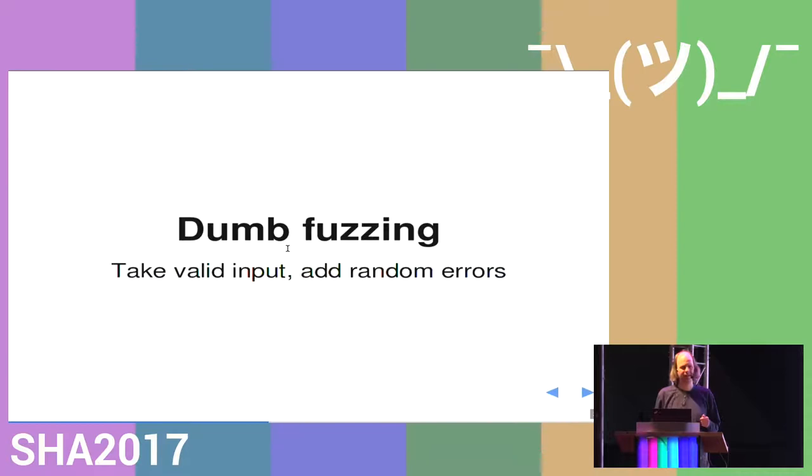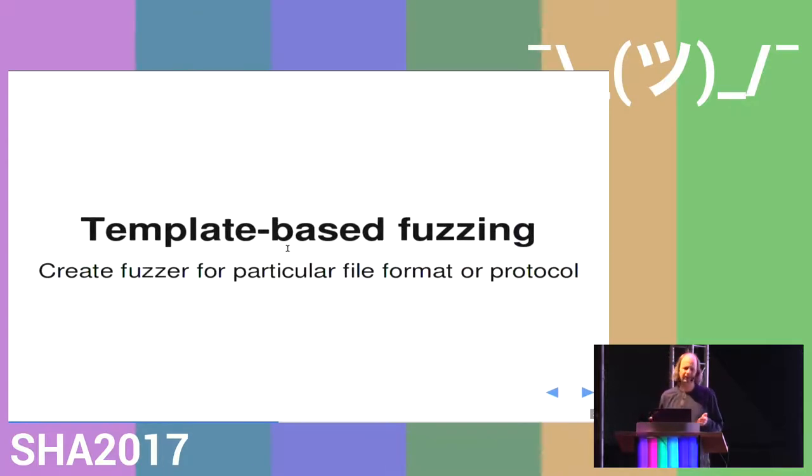Traditionally, the very first idea of fuzzing is to do dumb fuzzing, which just means you take a valid input and add random errors to it. That's already quite effective, but you don't find the more complex bugs with that. Then in the past, many people have written fuzzing tools that were specific to a certain file format or a certain protocol. That is more effective, but the problem is that it doesn't really scale, because you need a specific fuzzing tool for basically every application or at least every format you're testing.